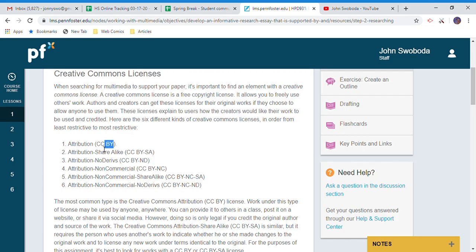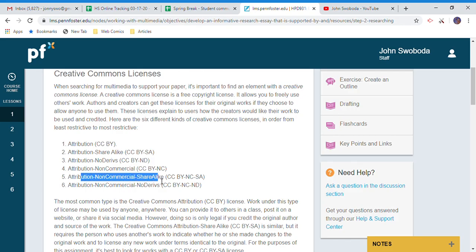Least restrictive is attribution, CC BY. So basically you have a picture and underneath it it would say by John Swoboda. Picture by John Swoboda. And that's it. Attribution share alike. Attribution no derivatives, meaning you can't change it at all. You have to use the original. You can't Photoshop it. You can't edit it. Attribution non-commercial. You cannot make a profit off of it.